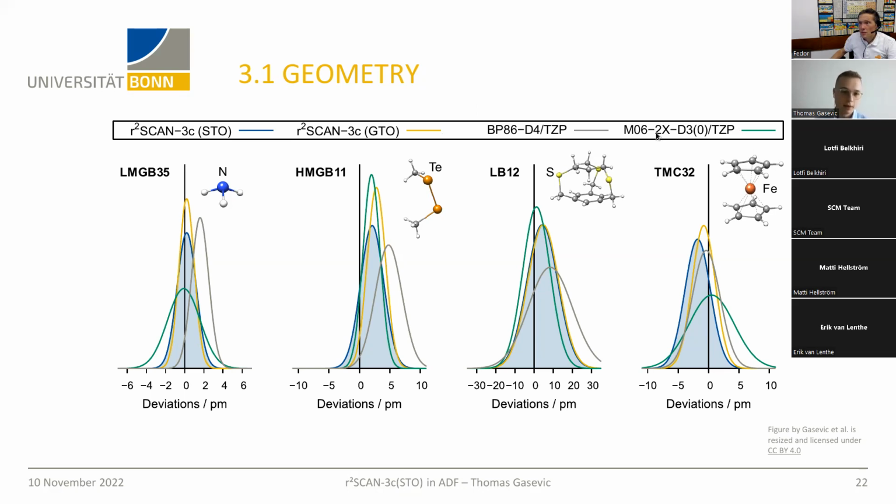M062X with a TZP basis set in green. Now, if we look at these graphs, we see that the mean deviation is almost the same between the STOs and GTOs, but the standard deviation is a bit larger, but I think that's not really a problem. So overall, the performance is more or less the same. And we also see that, for example, for light main group bonds, the hybrid meta hybrid M062X has even a larger standard deviation. So we're quite happy with the results.